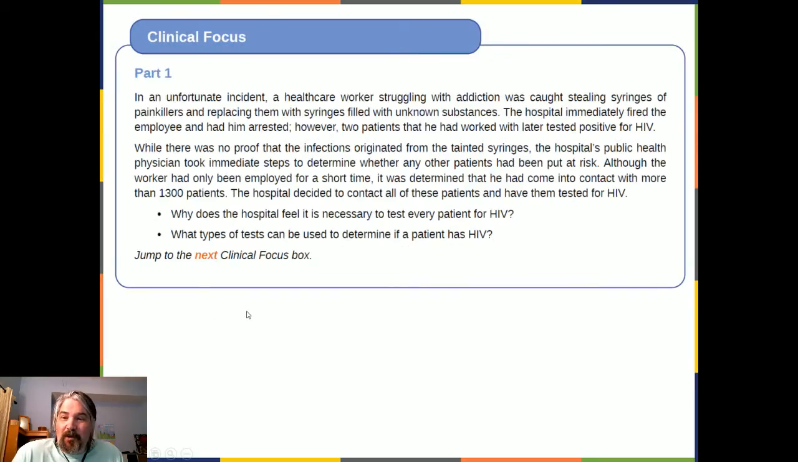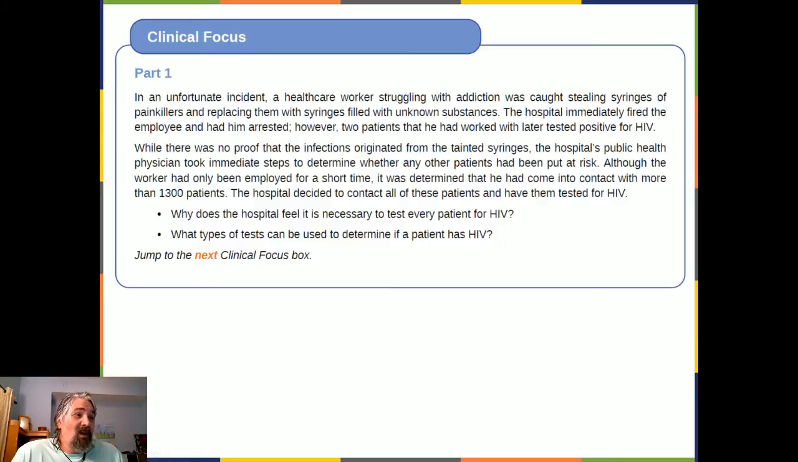Clinical focus, part 1. A healthcare worker struggling with addiction was caught stealing syringes of painkillers, replacing them with syringes filled with unknown substances. That's unfortunate, I guess, is an understatement there. The hospital fired the employee and had him arrested. Two patients he had worked with later tested positive for HIV. While there was no proof that the infection originated from the tainted syringes, the hospital's public health physician took immediate steps to determine whether any other patients had been put at risk.